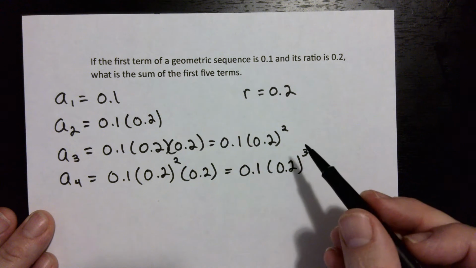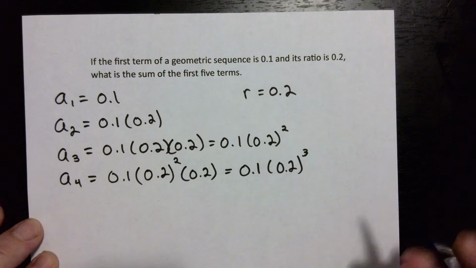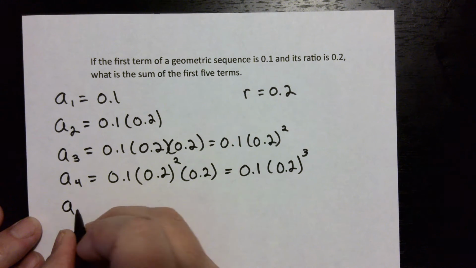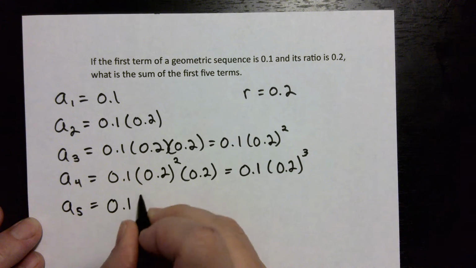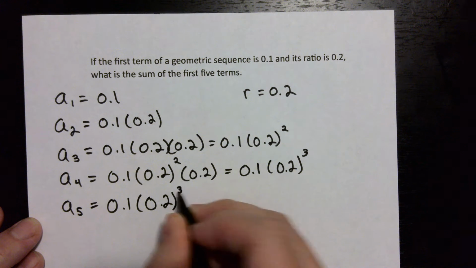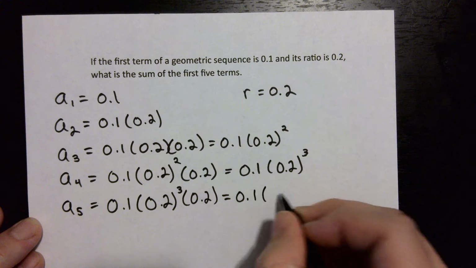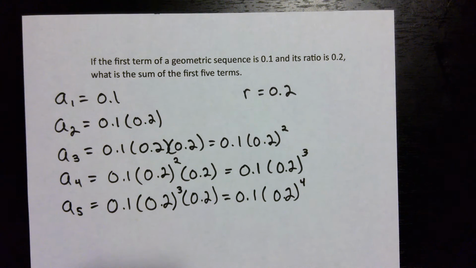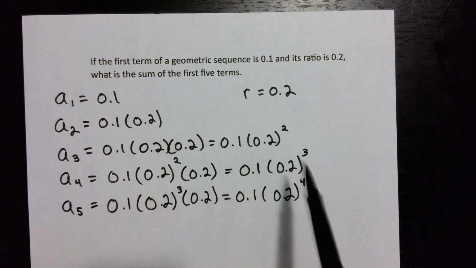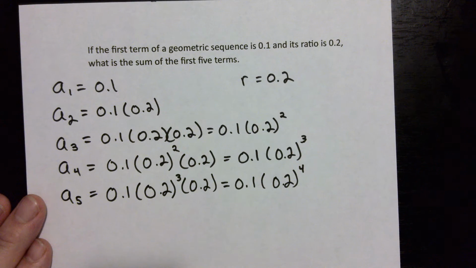You could probably guess the pattern now. This one had a 1 exponent, this one has a 2 exponent, this one has a 3 exponent, and the next term is going to have a 4 exponent. That is correct. The fifth term is found by multiplying by the ratio: 0.1 times 0.2 cubed times 0.2, which equals 0.1 times 0.2 to the fourth. Now there are two different ways to get the answer. You can find the decimal value of all these and add them together, or you can do it this way. I'll show you both ways.